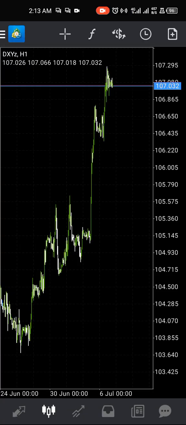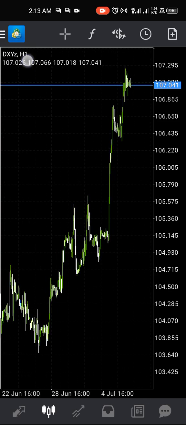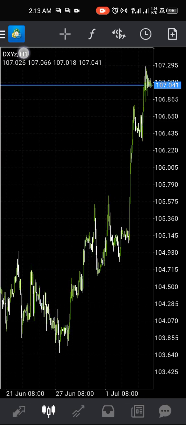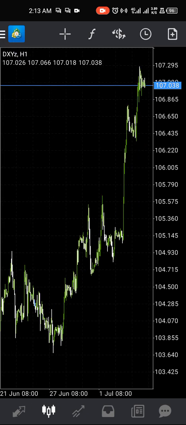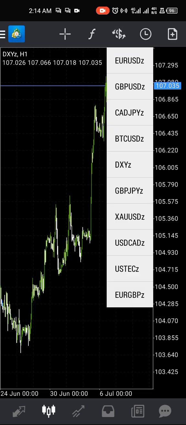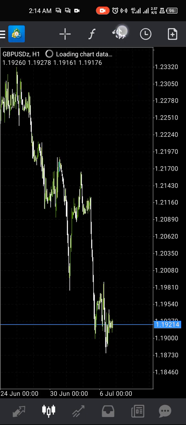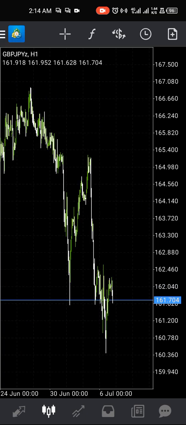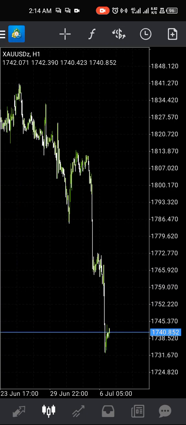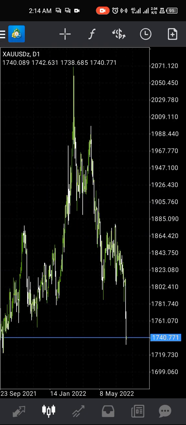Alright, and there's this dollar symbol. This dollar symbol is to change the chart you're looking at. Right now I'm looking at the DXY chart, that is US dollar index. That's what is called DXY. It shows the strength of the US dollar. By clicking on this dollar sign, I can switch it to Euro USD to change my chart. I can switch it to GBP. I can switch it to GBP JPY. I can switch it to gold, anything I like. Alright, so that's how that one works.